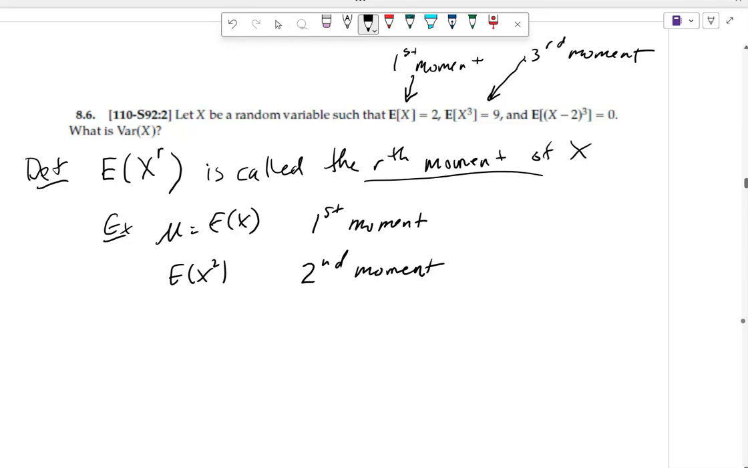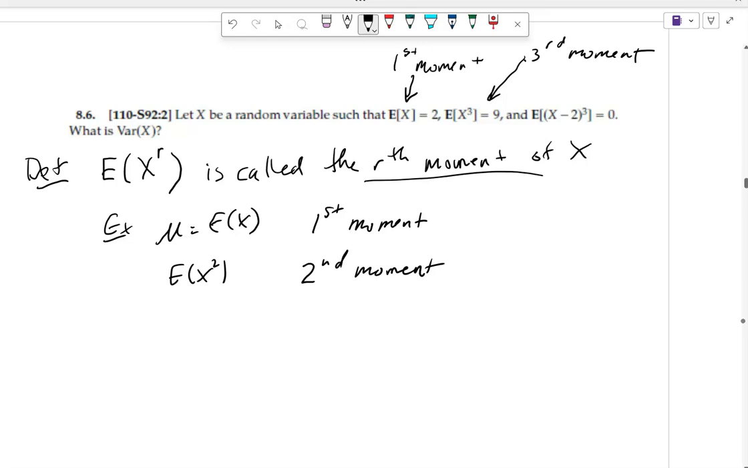Okay. To calculate the variance, we're also going to need to find the second moment, right? Because when we do the variance, we do expected value of x squared minus expected value of x quantity squared. So your variance is second moment minus square of the first moment. Talking about in terms of moments.